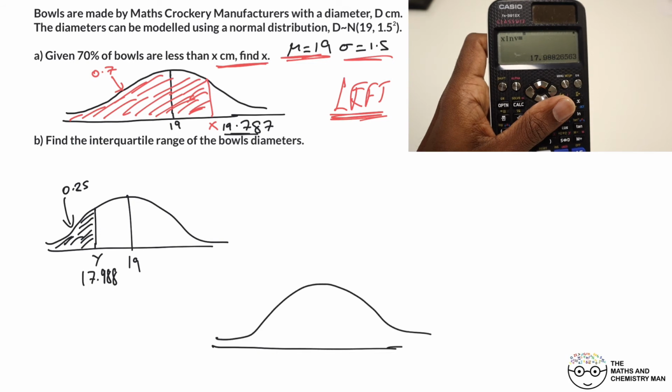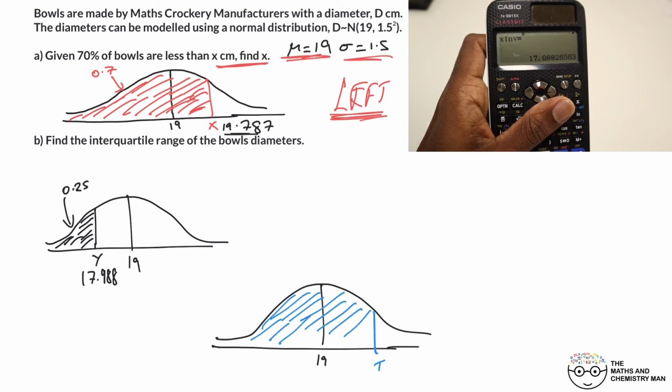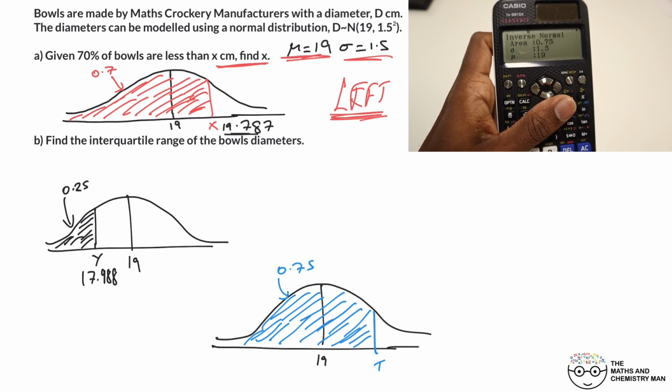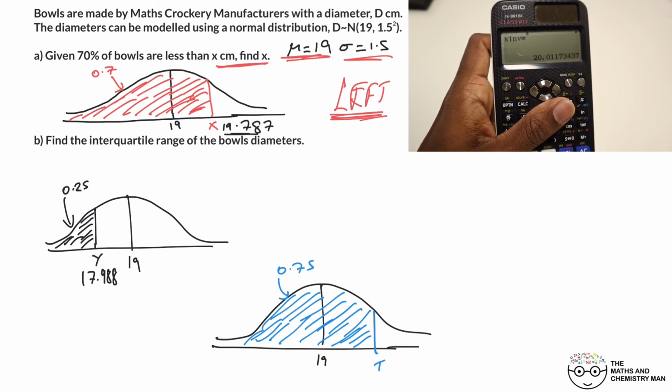Here we go. Mean in the middle again, 19. And our upper quartile, let's put that on this side here, we'll call that one t. And the area to the left of your upper quartile is going to be 0.75. So let's put that at 0.75. There it is. And we'll again stick with inverse normal, so we just put our area as 0.75. The mean and standard deviation stay exactly the same. And so there it is. We've got our upper quartile as 20.012. There we go. Awesome.